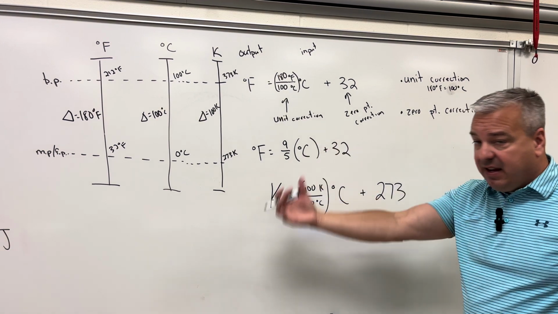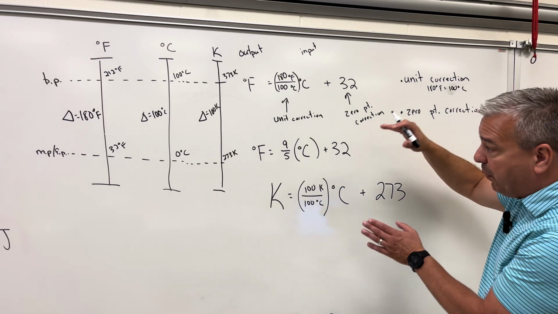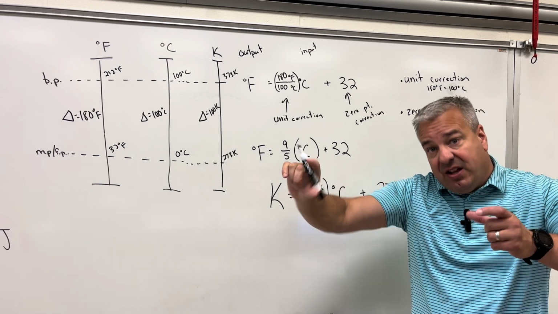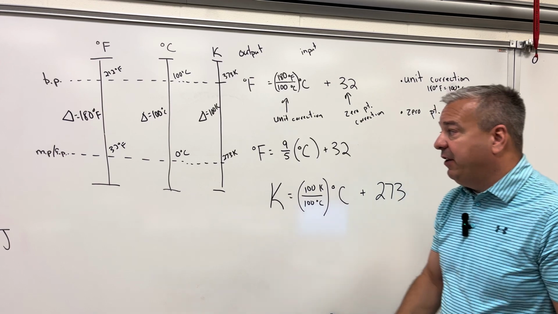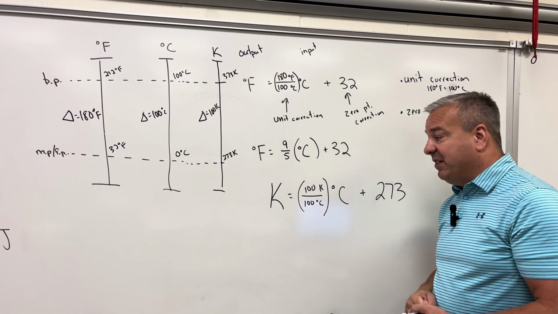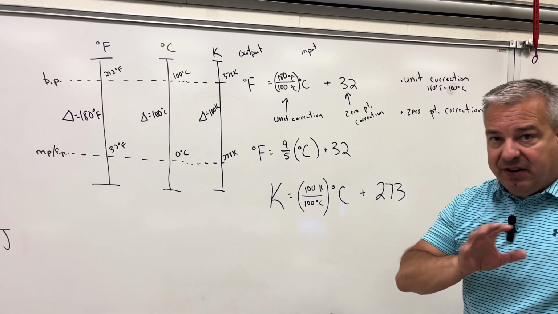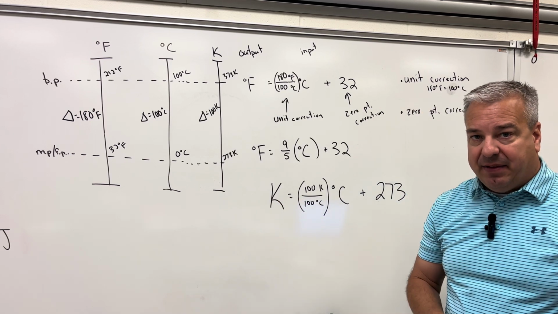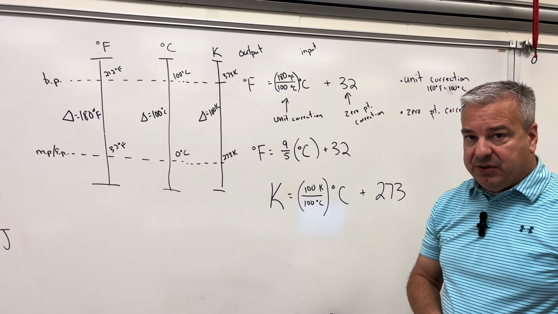Since this number is 1, really all we have to do is add 273, and we have a conversion factor from Celsius into Kelvin. Of course, both these equations can be rearranged and flipped around to figure out what Celsius would be if our given was Fahrenheit, or what our Celsius would be if we were given Kelvin. You just have to do some basic math in order to figure out those equations.